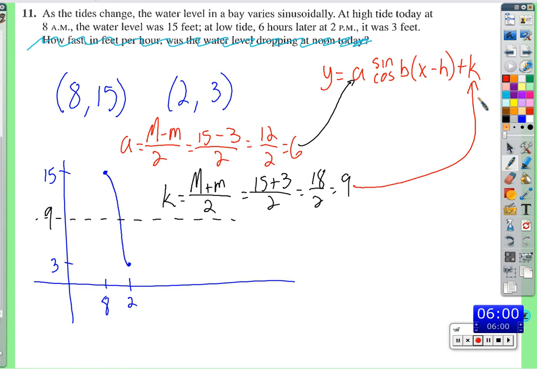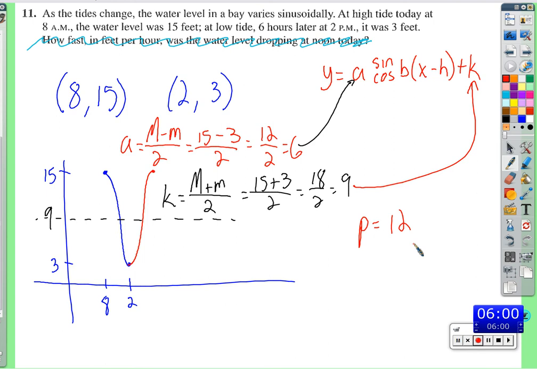12 hours, why do you say 12 hours? Because that's six half hours of the period. And so to recognize, if they give you a maximum and then the following minimum, or a minimum and then a maximum, that must go for half of a period, from the top down to the bottom. If you go from the bottom up to the top, then we'll go through a full period, which will always be twice as far as what's given. So the period is 12.